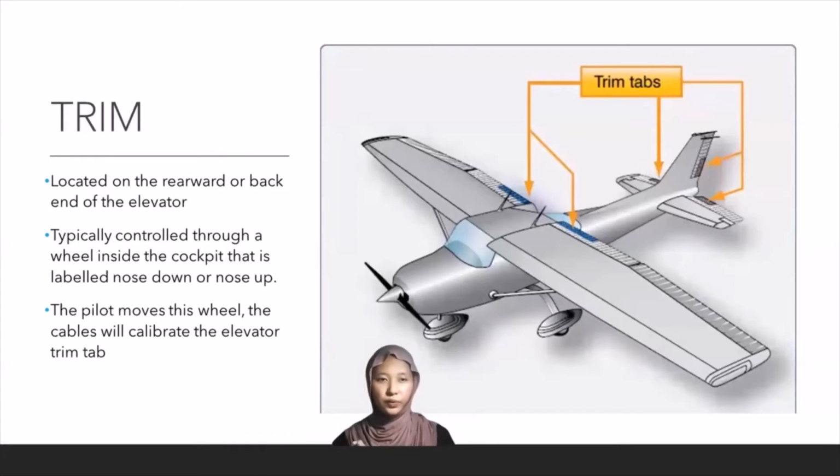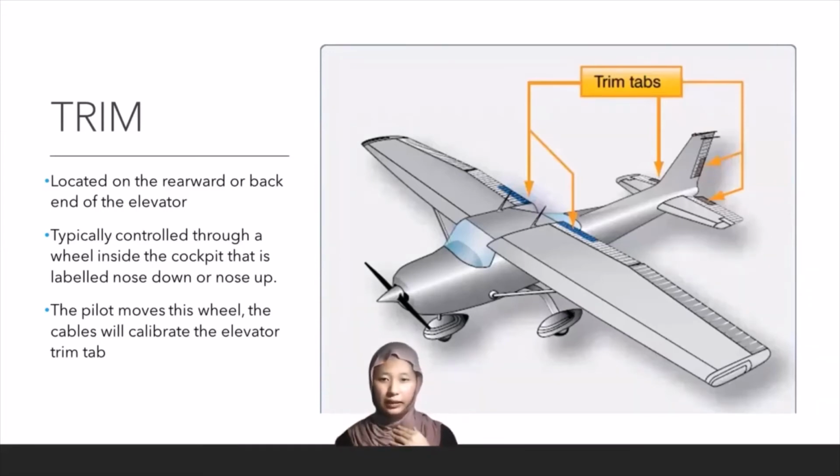Okay, next we move on to the secondary flight control, which is trim. The trim is located on the rearward or back end of the elevator, which you can see on the screen. The trim is typically controlled through a wheel inside the cockpit that is labeled nose down or nose up. When the pilot moves this wheel, the cables will calibrate the elevator trim tab.